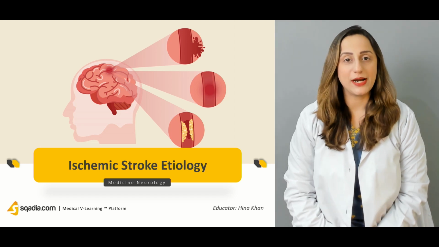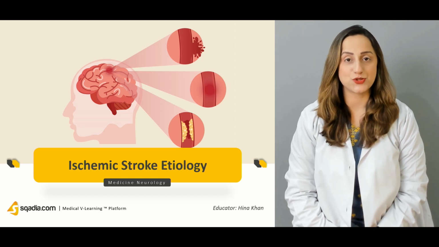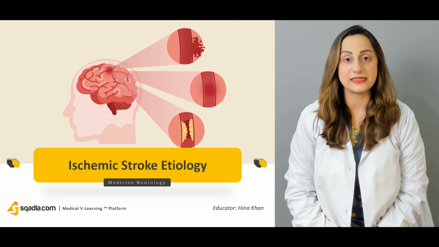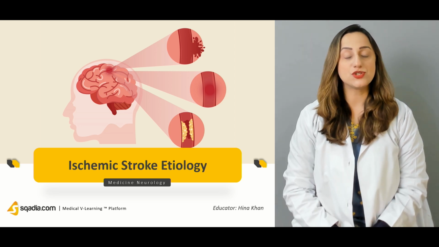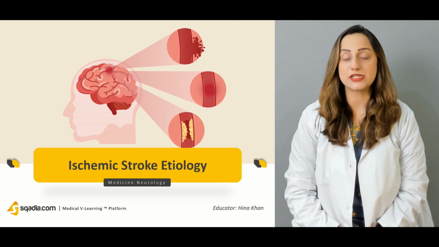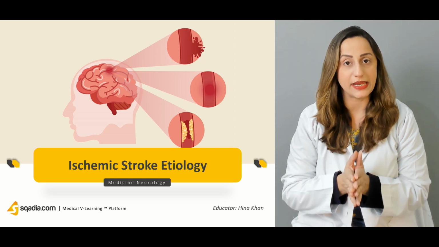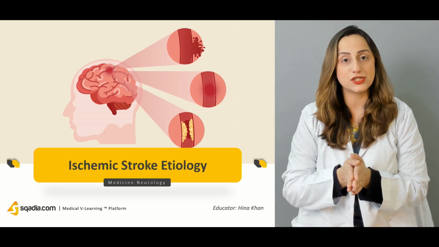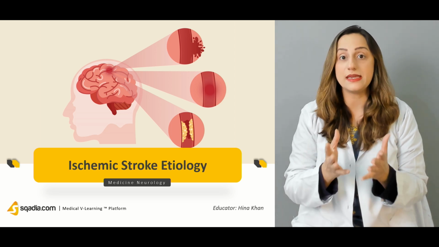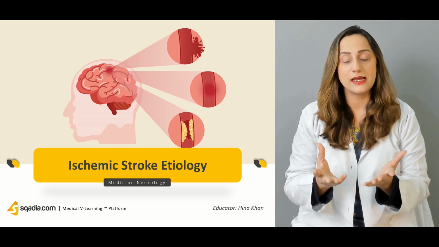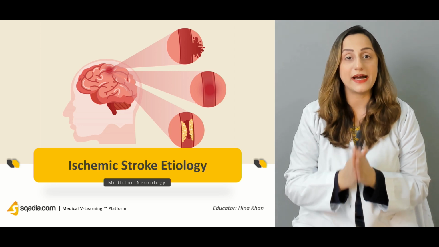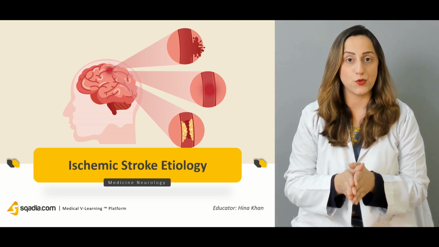Today we're going to talk about the etiology of ischemic stroke. By definition, it's when blood reaches improperly or insufficiently to a particular area of the brain, it causes damage to the brain cells. So that's the easiest definition by which we can define the condition of ischemic stroke.